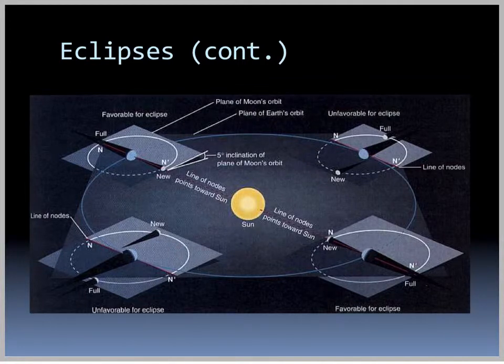But at certain times of the year, February and August mostly, even though it's tilted, the planes line up. And if that's the case, then we'll get a solar eclipse when there's a new moon, or we will get a lunar eclipse during a full moon.